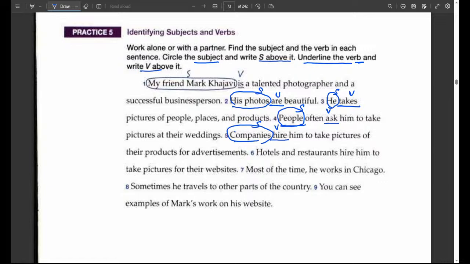And now again, the next sentence: hotels and restaurants hire him to take pictures for their websites. Hotels and restaurants is the subject, or we could separate them as well. Hotels is a subject, restaurants is also a subject, and they again hire him is the verb. Him to take pictures for their websites.